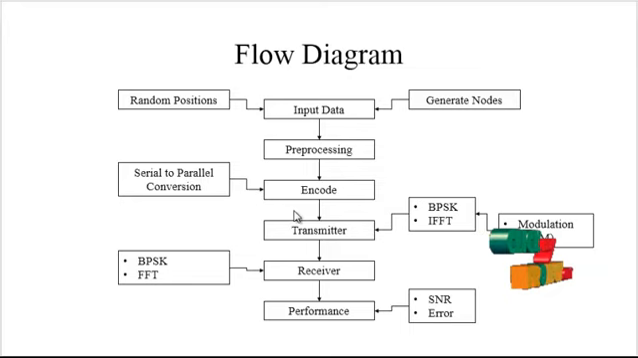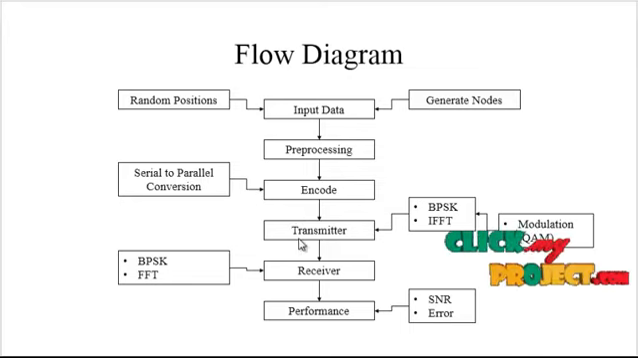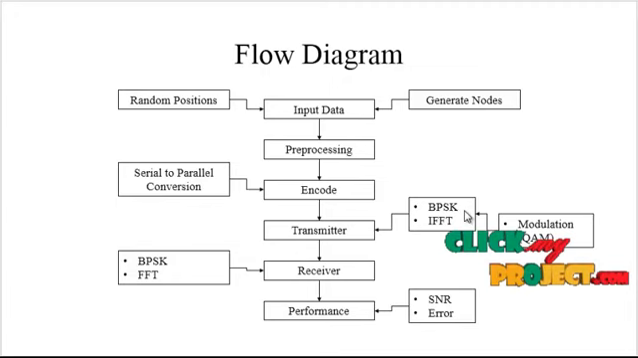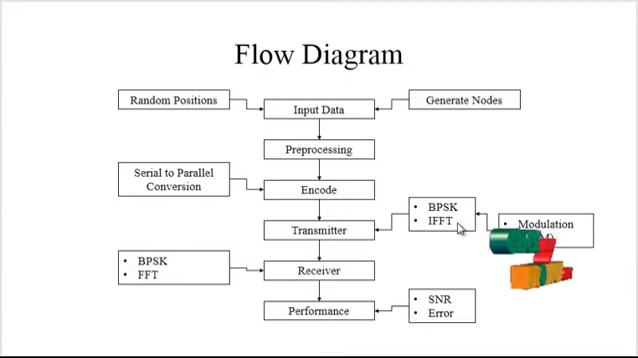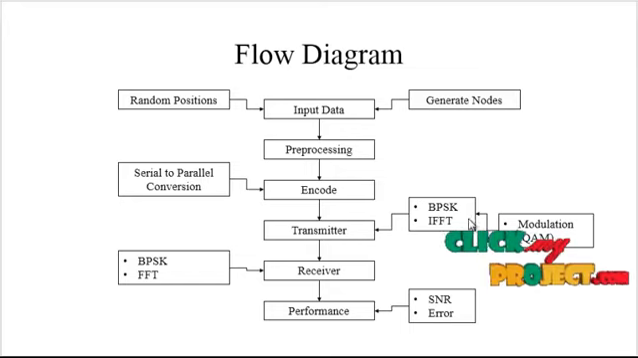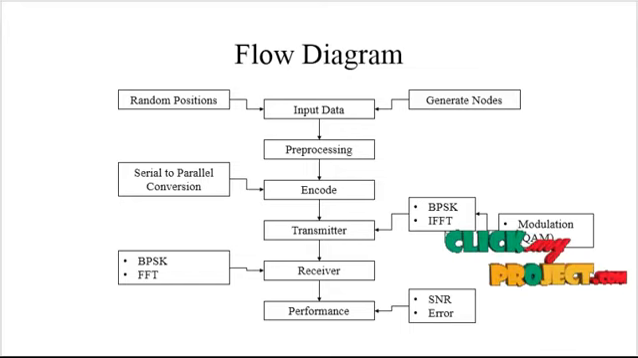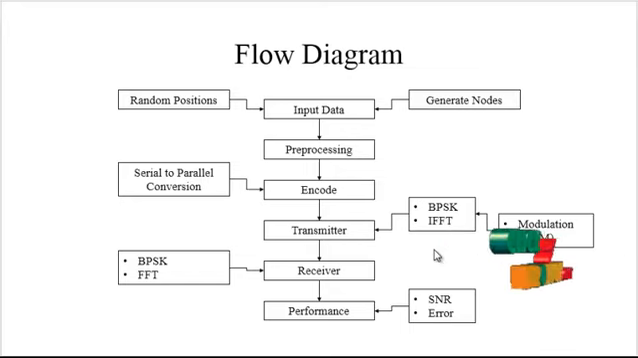After the encoding, we move to the fourth stage of the project, that is the transmitter. In this transmitter, we have two kinds of modulation. The basic one is BPSK modulation. The other is the IFFT. BPSK is based on 2-QAM modulation. So during the transmission, these three steps will be done to generate the encoded data.